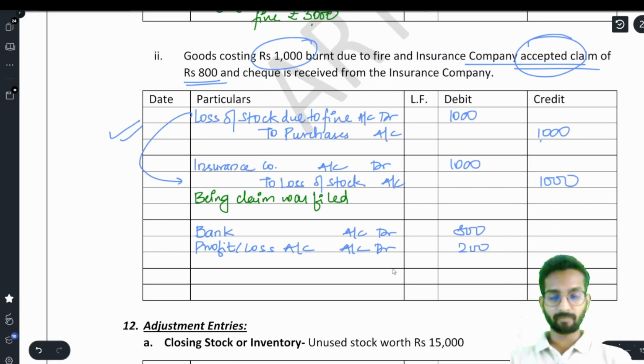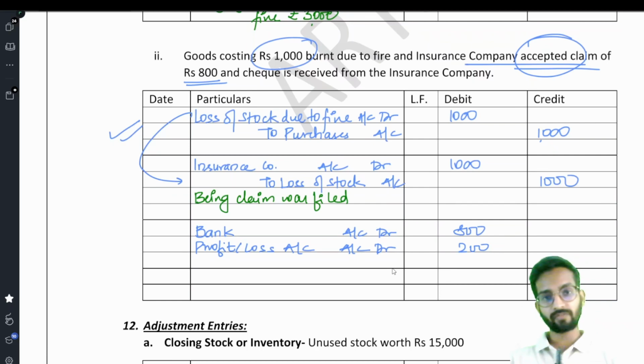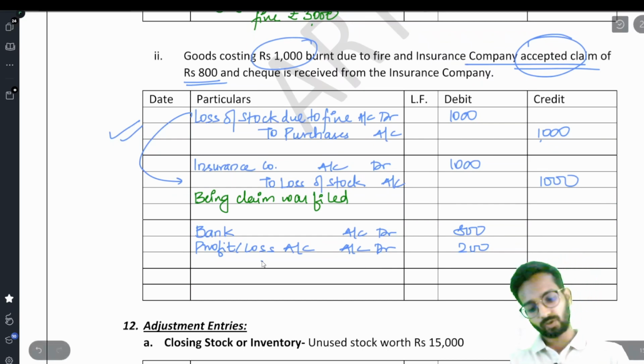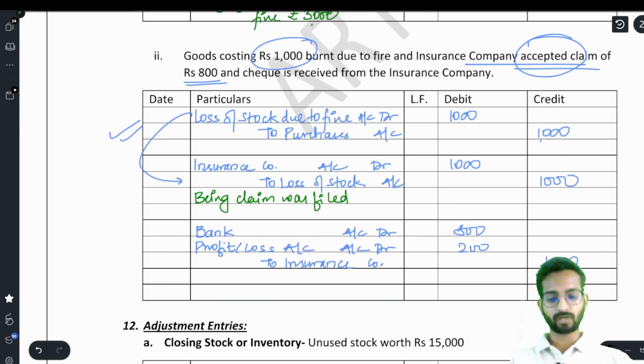debit. If you remember, while learning about the sales journal entry in the previous videos, when we sold machine at profit, we credited profit and loss account. Now we are incurring loss, so we are debiting profit and loss account. We will learn about profit and loss account in detail in our final accounts chapter. Now 200 to insurance company 1000. That's it.